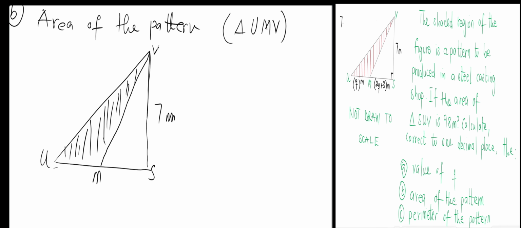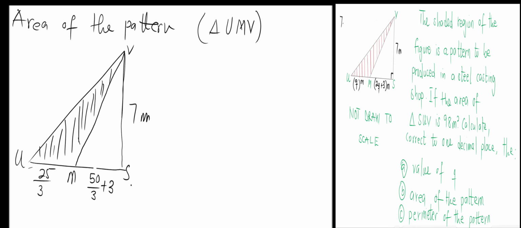Now we know q to be 25 out of 3. That's the value of q. So wherever you see q, you can plug in the value of q. So here will be 2 multiplying 25 out of 3, and that will give us 50 out of 3 plus 3. This is the distance between M and S. And we have to find the area of the pattern, that's the shaded region.